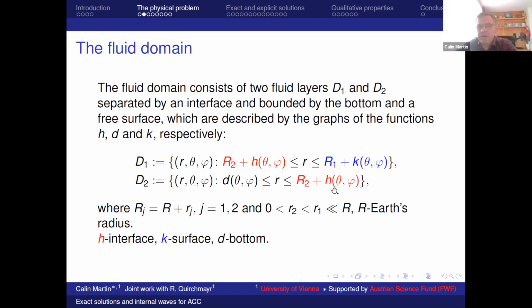The interface defining function is denoted with H, and then the other layer starts from the interface up to the surface. The surface defining function is denoted here with K. In the most general way, they depend on theta and phi, but for the purposes of this talk, the dependence on phi will be canceled later on, so we will see why.